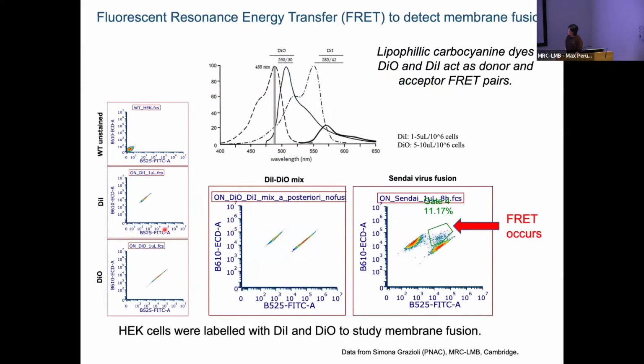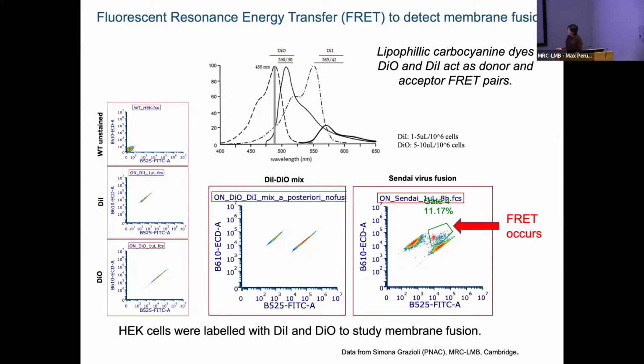We can also do a FRET experiment. Simona from Chen's lab used FRET to detect membrane fusion. She used this DIO-DII FRET test. DIO emits at green, DII emits at red. If you label two cell populations with DIO and DII and incubate them together, when membrane fusion happens, you can see this population. The signal from the green actually starts to shift to the red.